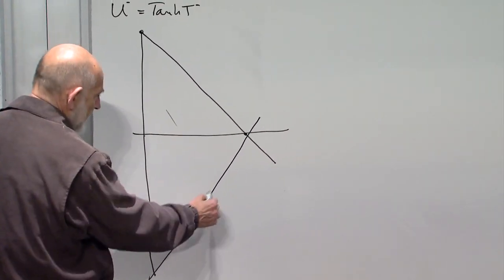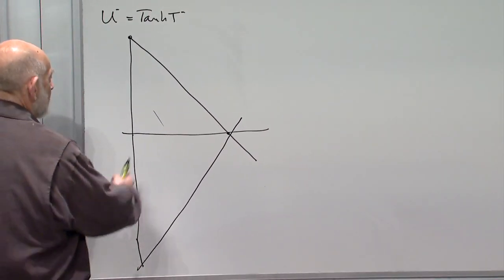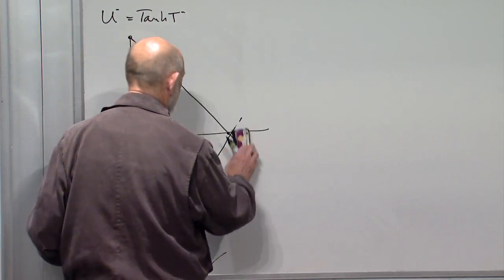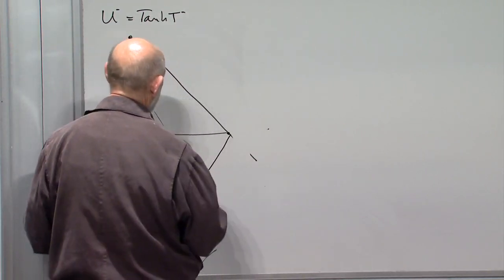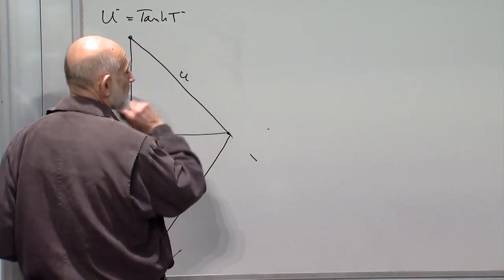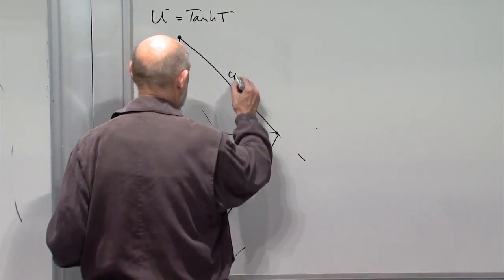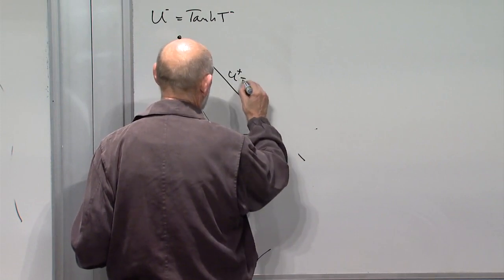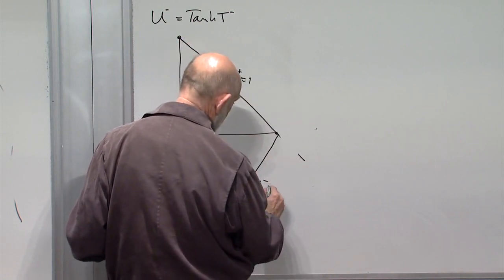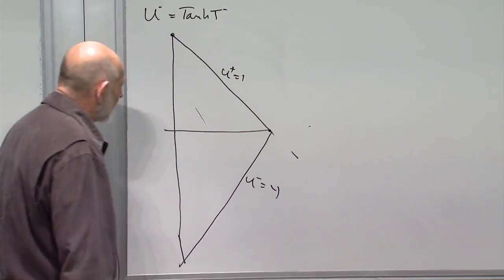T minus never gets too far. T plus never gets too far. No, I'm sorry. I said T plus and T minus never get very far. I meant U plus and U minus. This is U plus equals 1. This is U minus equals -1, in fact.